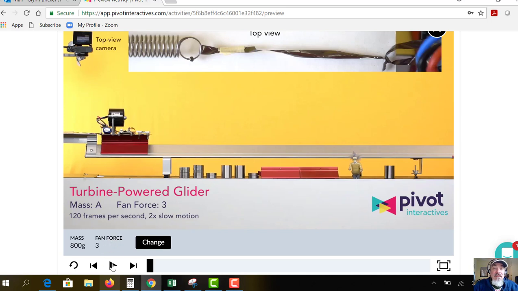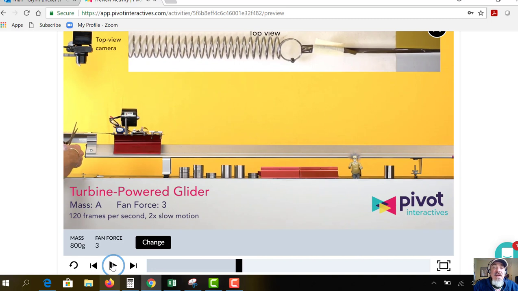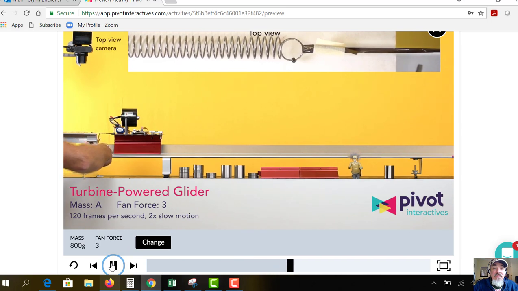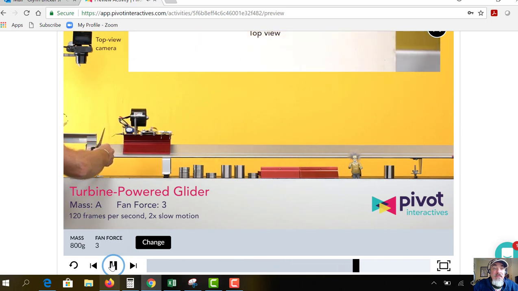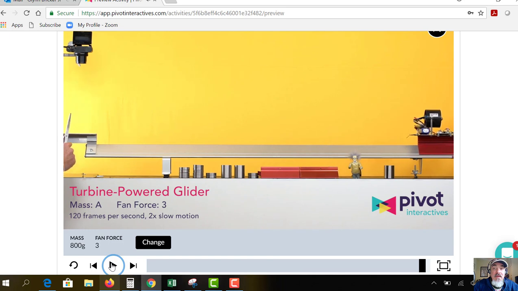And hit play. So the fan is on. So the force is there. It's not moving because it's attached by this string and then the spring here. And then you could hit play. And then the cart accelerates down the track.